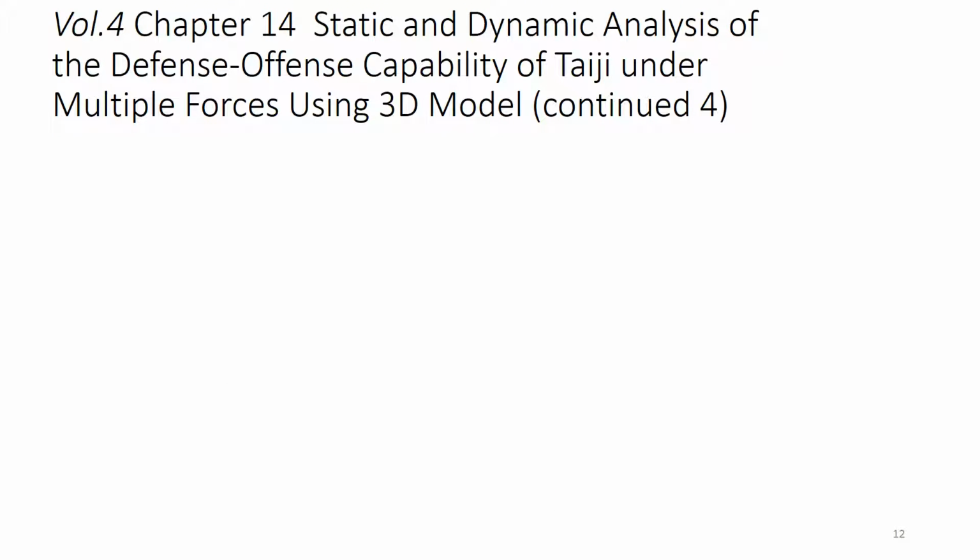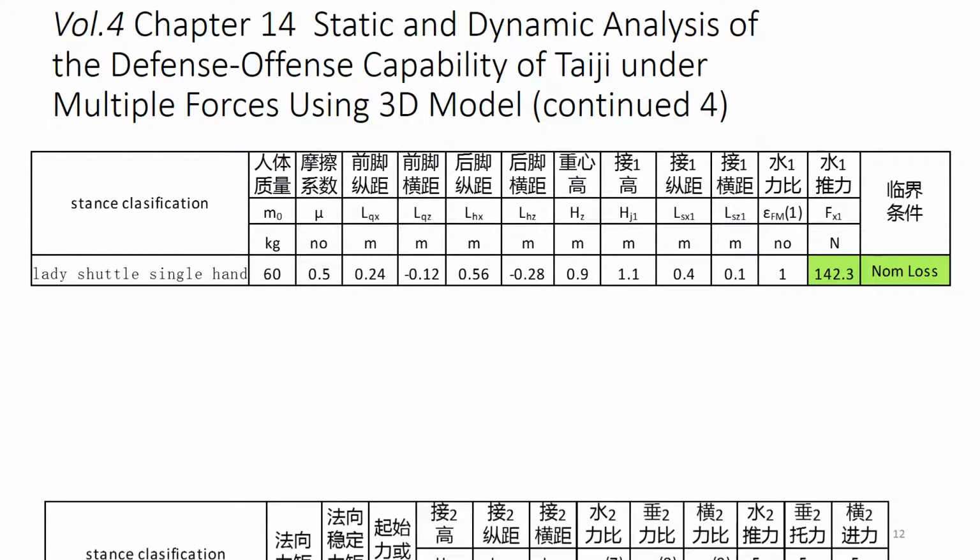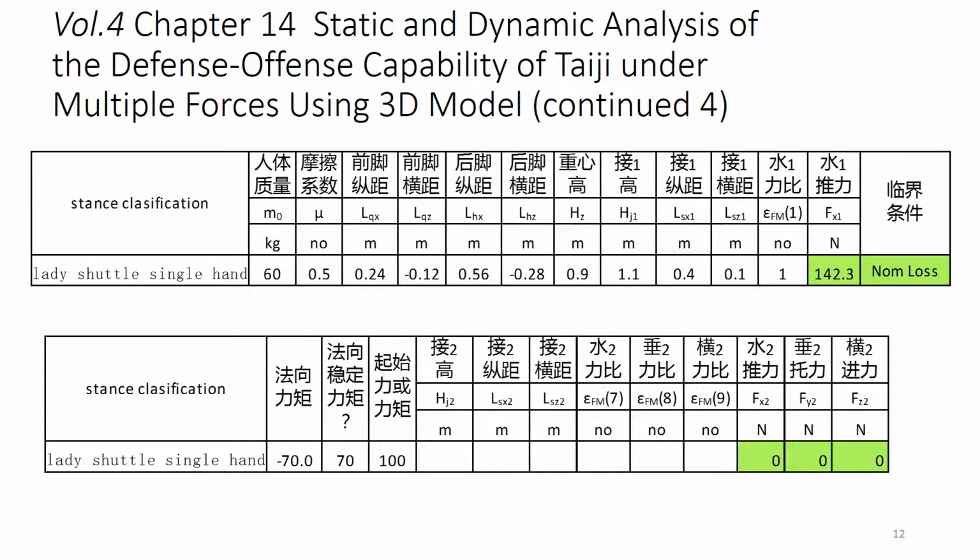Chapter 14. Static and Dynamic Analysis of the Defense-Offense Capability of Taiji under Multiple Forces Using 3D Model. Continued 4. Single hand. Fx1 142.3 Newton. Fx2, Fy2, Fz2 are all zeros.